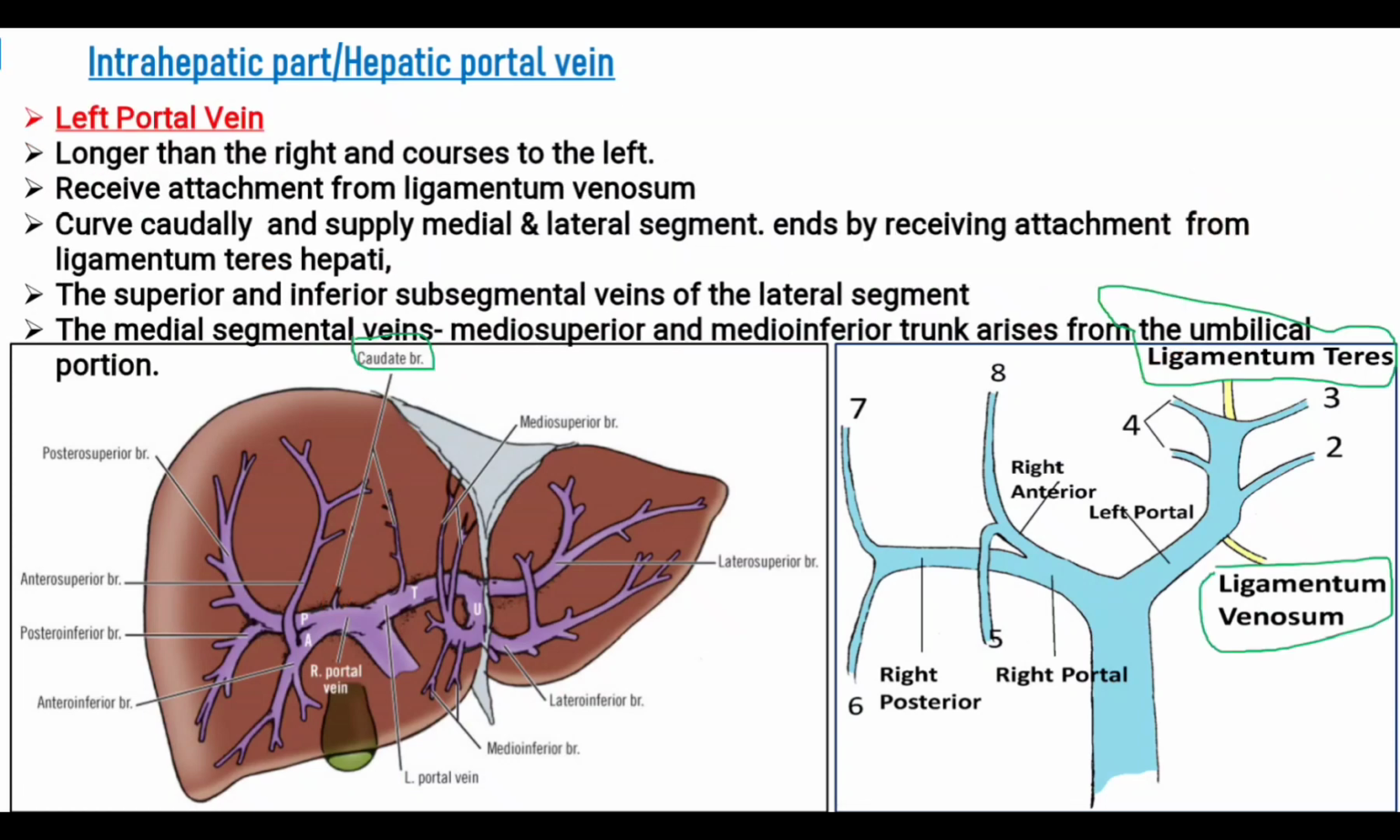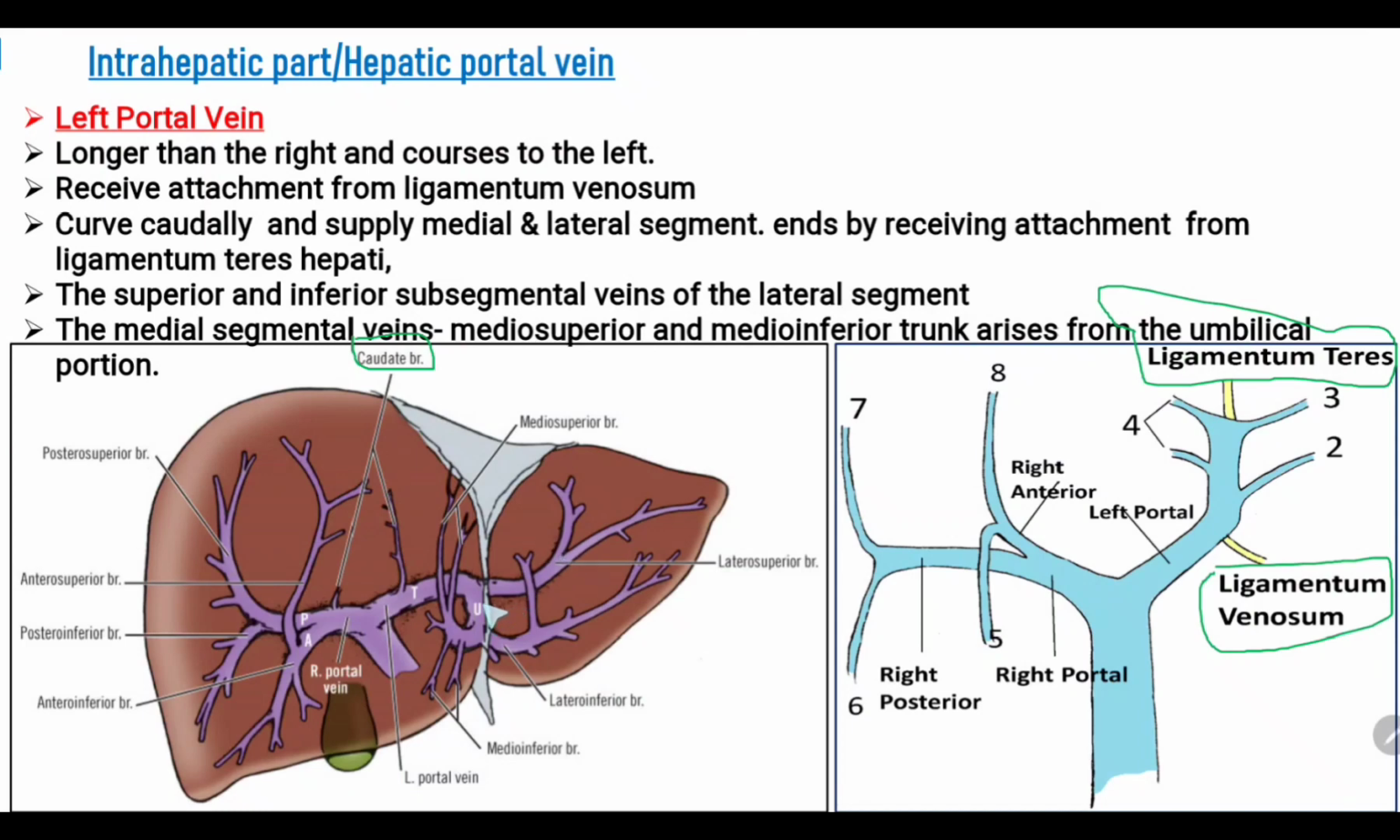Now let us see the left branch. The left branch, I told you, is longer and narrower. It has a long course when compared to the right branch. It runs transversely through the left lobe of the liver, and again it divides into two, anterior and posterior.